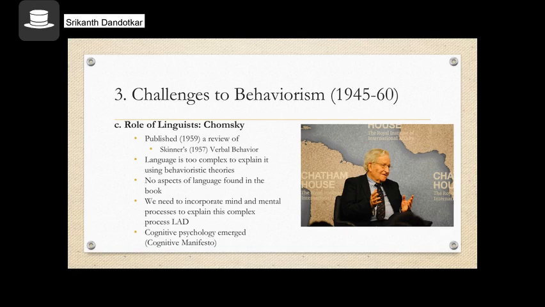The third challenge to behaviorism was the review, and this is Chomsky, the review of Skinner's 1957 book, and the review was published in 59. In this review of the book, Chomsky proposed that language is too complex to explain using behavioristic, simple constructs of punishment and reinforcement. And he said that the book itself did not describe any aspect of language, but merely some words. He said that for us to explain how we learn language, we need to incorporate such constructs as mind and mental processes, because it's a very complex system and a very complex process.